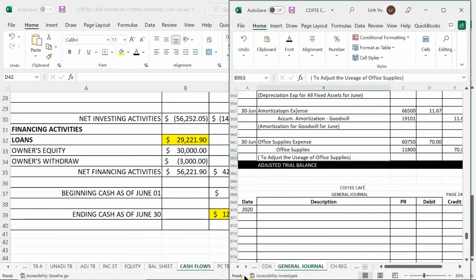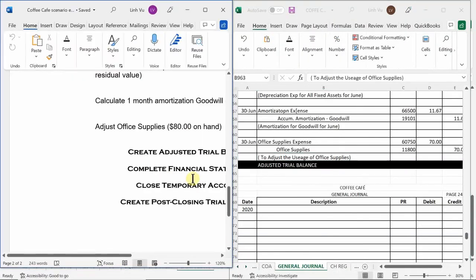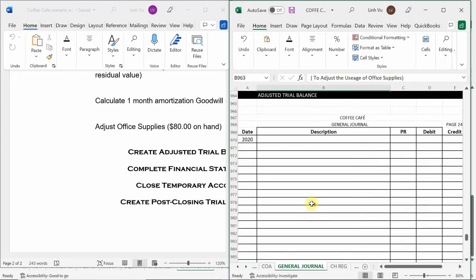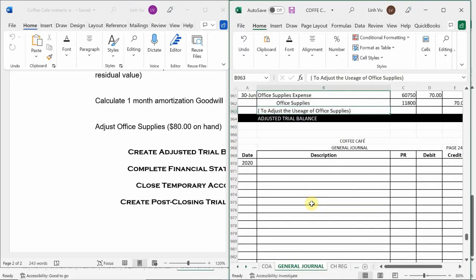So last step here, we finished step 8. Step 9 is to close out our books and to close out our temporary accounts. Now, what does it mean to close out our temporary accounts? If you remember from our lesson in chapter 13, step 9 is to close out your revenues and close out your expenses into the income summary, and then you're going to close the income summary to your equity.